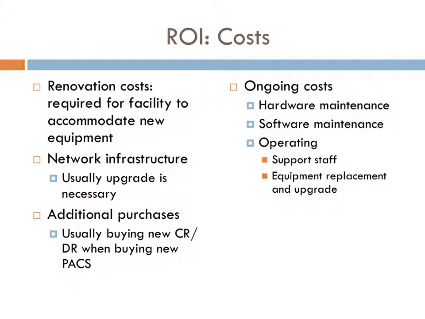Operating costs, that's another example of an ongoing cost. With operating costs, you have the support staff, which refers to the imaging informatics staff necessary to maintain the product and just for everyday help. And then there are the equipment replacement and upgrade charges in the operating costs. This is everything that has a part that could break over time, and PACS does as well.